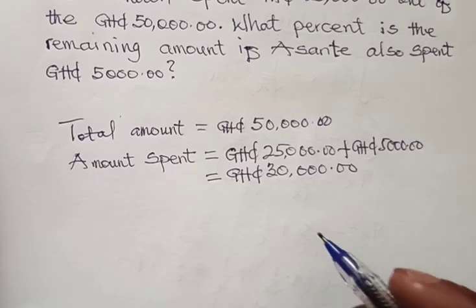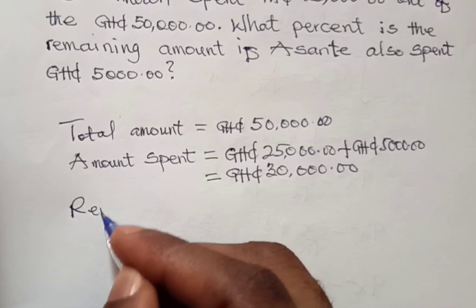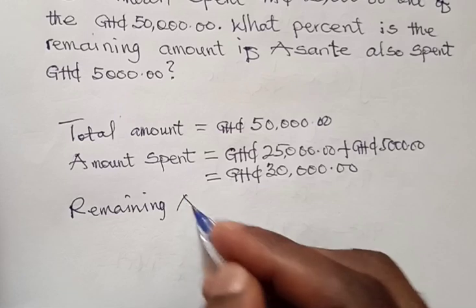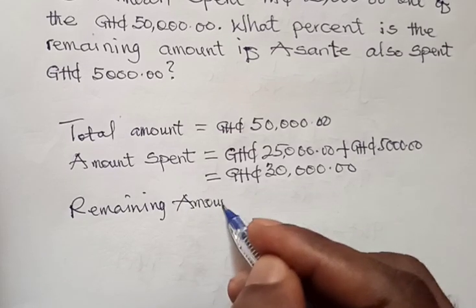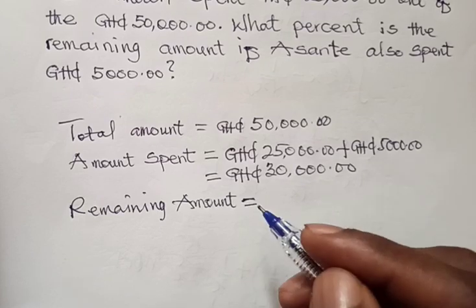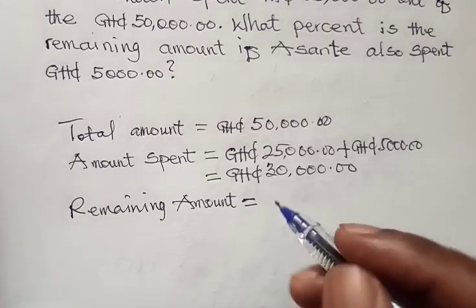Now that we know the total amount and the amount spent, we can proceed and look for the amount left, or the remaining amount. So we can also find the remaining amount. How do we find the remaining amount? It's all a matter of subtracting the amount spent from the total amount.